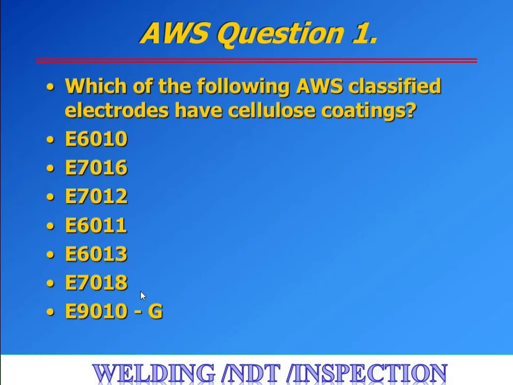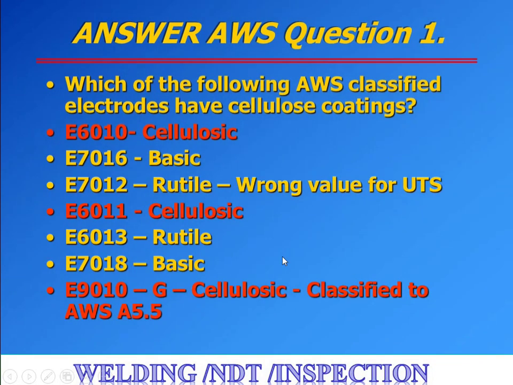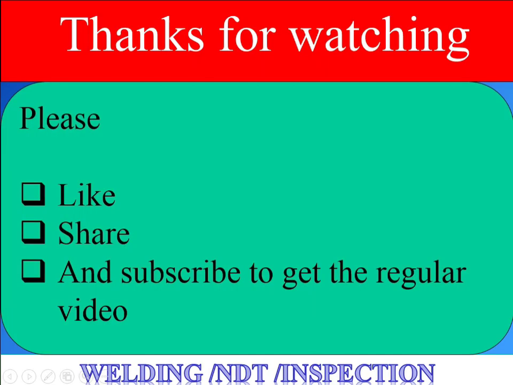One question here: which of the following AWS classified electrodes have cellulosic coating? You have to understand from here, 6010 is the cellulosic and 6011 is the cellulosic. Definitely 7018 is not there, you cannot say this is a cellulosic electrode. You see here 6010 cellulosic, 6011 cellulosic, and E9010G cellulosic, classified to AWS 5.5.